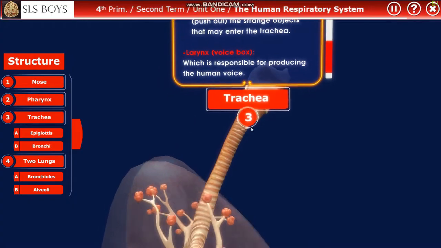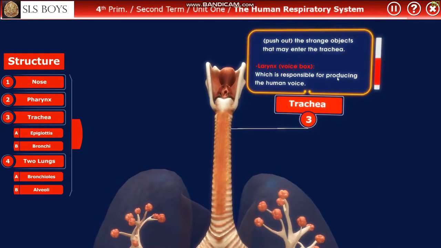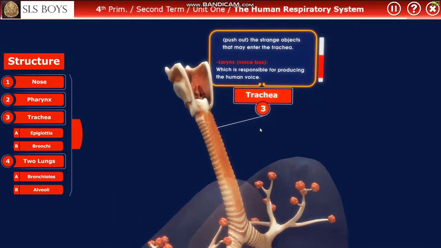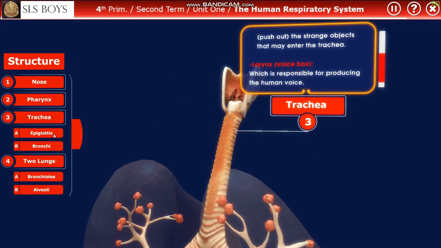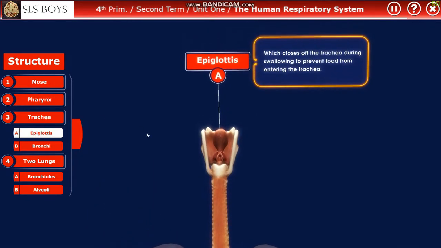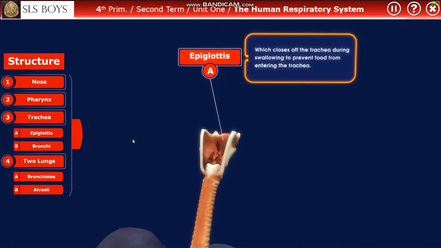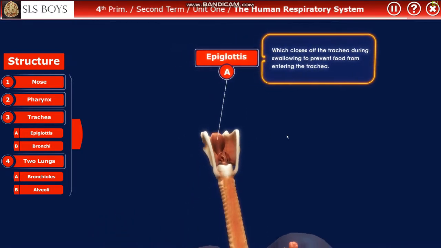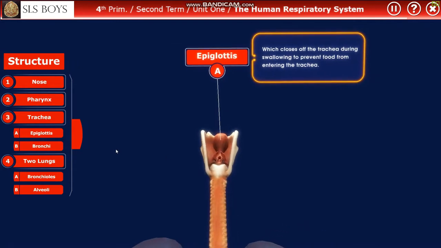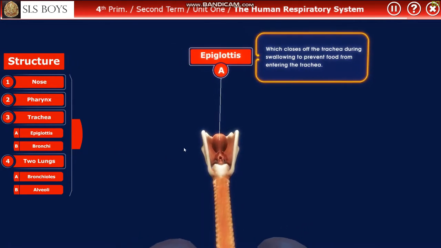The larynx, which is the voice box, is responsible for producing the human voice. So this is the trachea. As we said, it consists of the larynx and epiglottis. The epiglottis closes off the trachea during swallowing to prevent food from entering the trachea. So it closes the larynx to prevent food from entering the trachea.